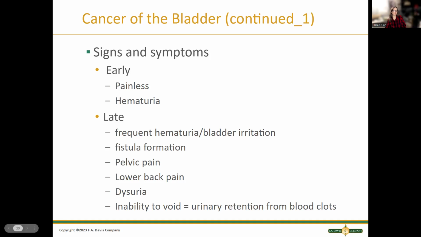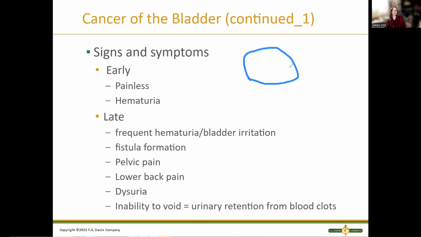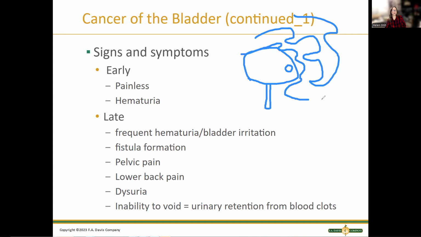Fistula refers to a connection that is not supposed to happen between two organs. In your book, I believe it said that it's very likely for the bladder to develop a fistula with the GI tract, because the GI tract is kind of around the bladder. And so let's say this is my GI tract. It's kind of crazy GI tract, but whatever.